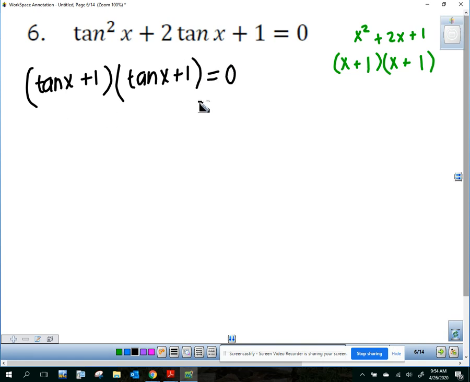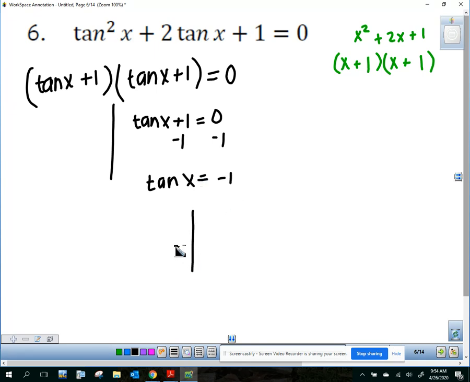And you split and solve. So really, you only have to solve one because they're identical. There's no need to show the work for solving for both when you know they're going to come out to the same answer. So we end up with tangent of x is -1.